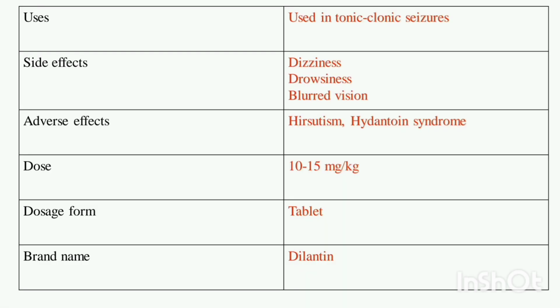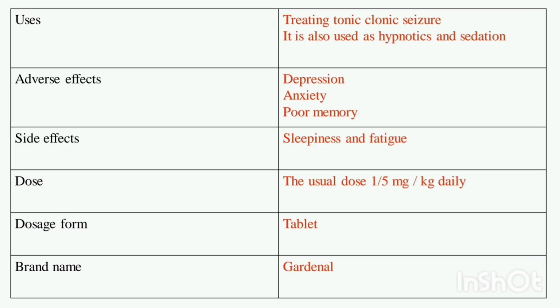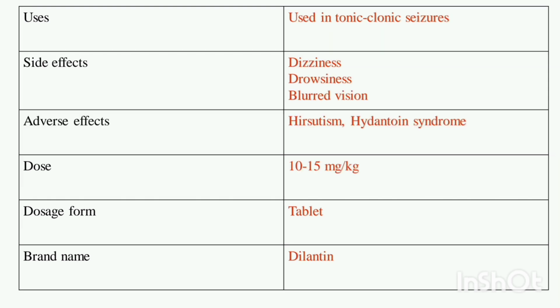Phenytoin is used in tonic-clonic seizure. Side effects are dizziness, drowsiness, and blurred vision. Adverse effects are hirsutism and hydantoin syndrome. Dose is 10 to 15 mg per kg. Then dosage form is a tablet. Brand name is Dilantin.